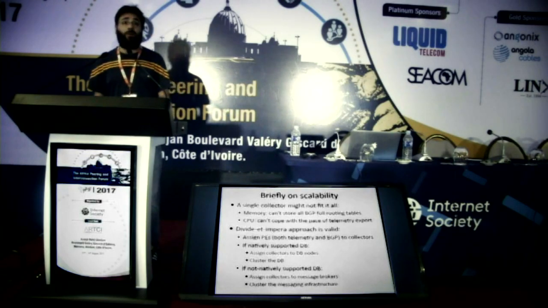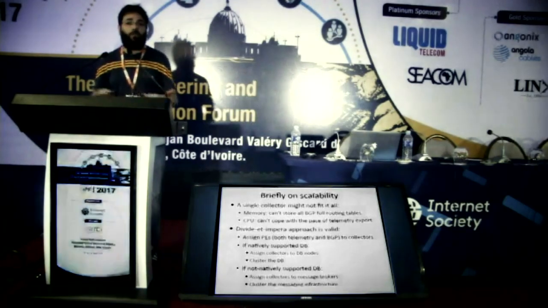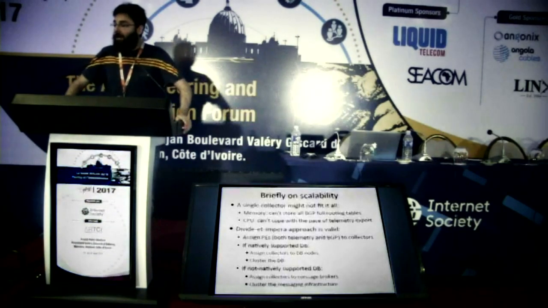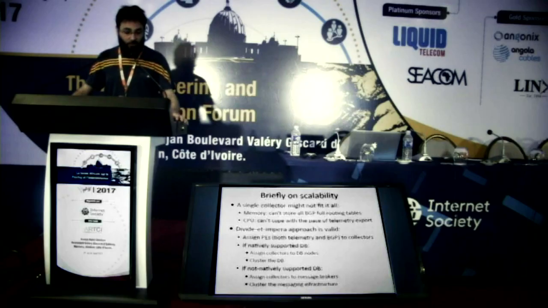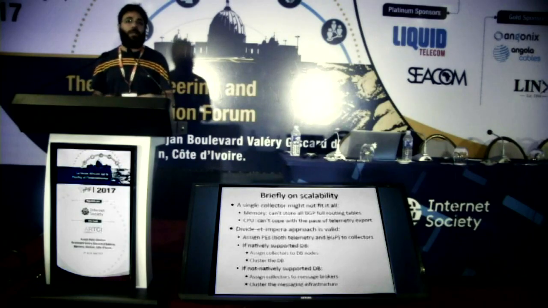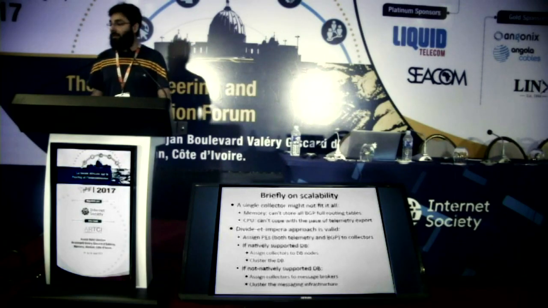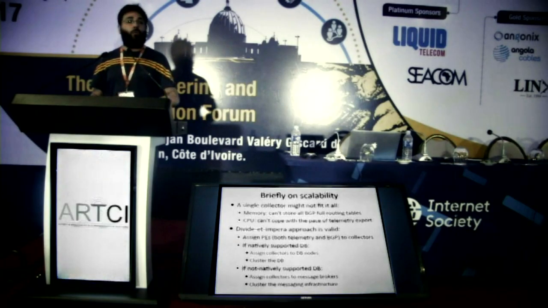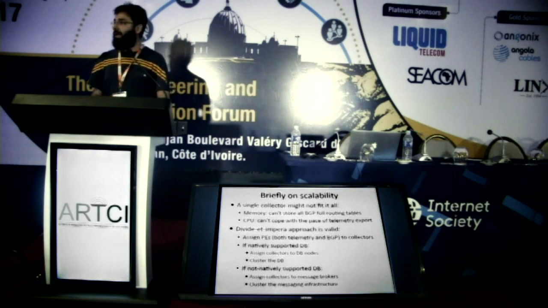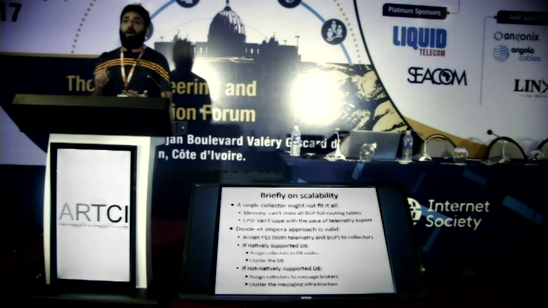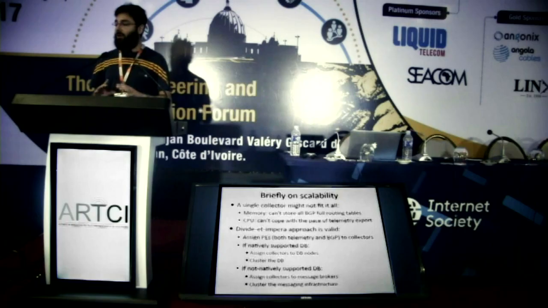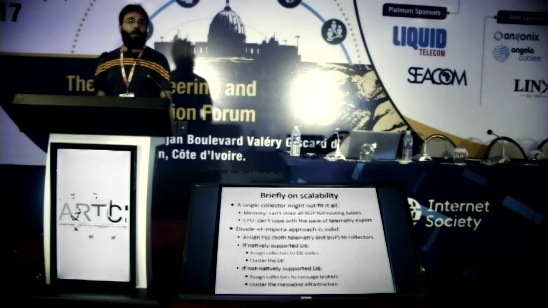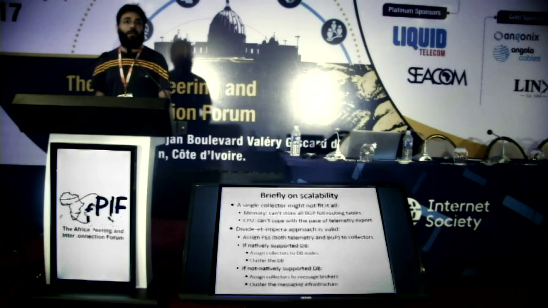A single collector, of course, may not fit everything, right? Why? Because there are resource constraints. So we have, let's say, memory constraints, CPU constraints. So whatever we are discussing here, which is logging, microflows, syslog, or traffic matrices, these are all things for which a divide and conquer approach is very valid, right?